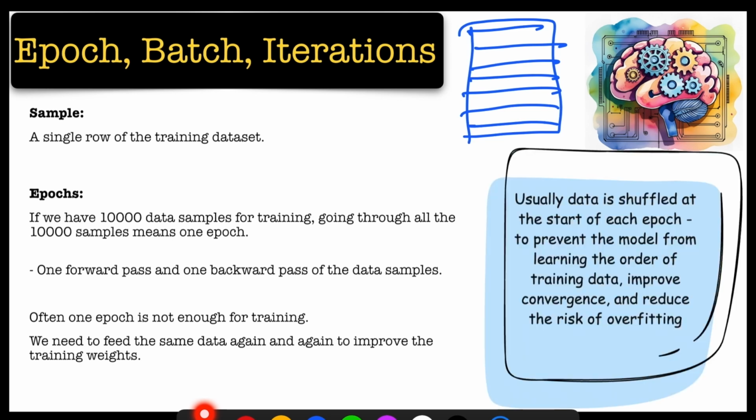And usually, data is shuffled at the start of each epoch. Why? To prevent the model from learning the order of the training data. Otherwise the model will try to learn the order of the data, which is not required, right? And the model will tend to overfit. If we shuffle, it improves the convergence and reduces the risk of overfitting.